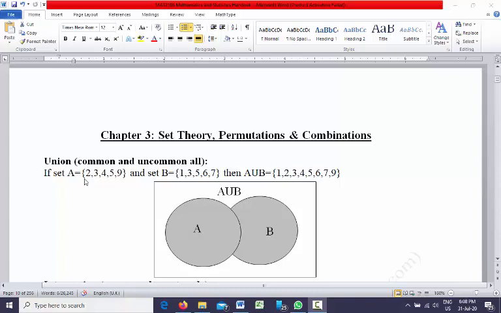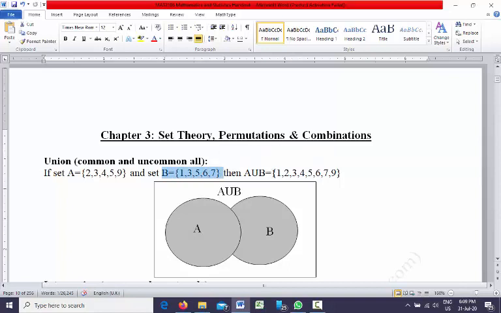So for example, we have here two sets. Set A has 5 elements: 2, 3, 4, 5 and 9. Whatever you see inside this bracket, these are the elements of set A. So elements of set A are 2, 3, 4, 5 and 9. And these are the elements of set B: 1, 3, 5, 6, 7.